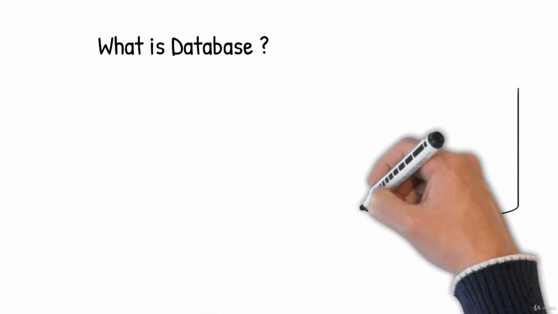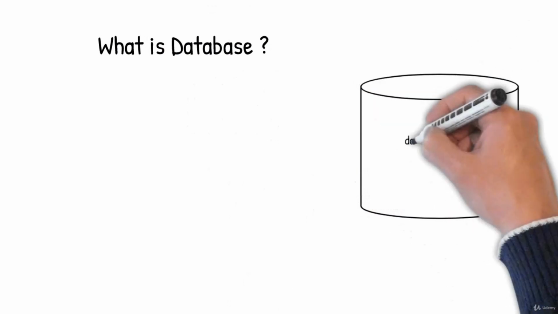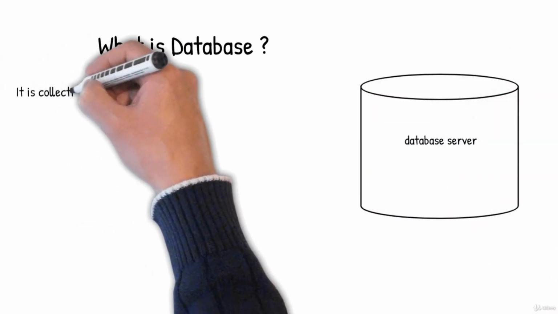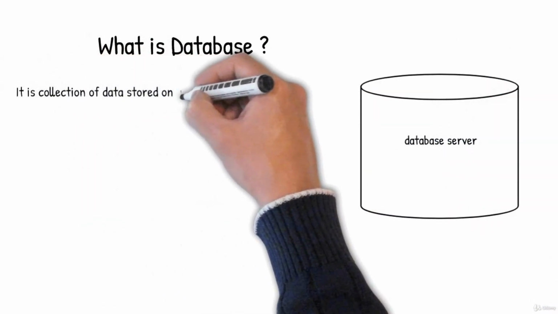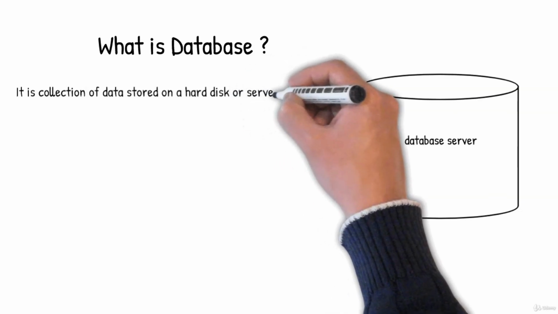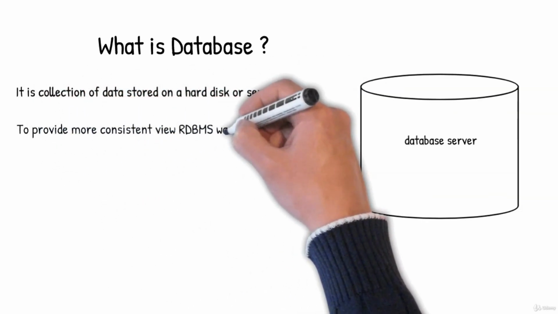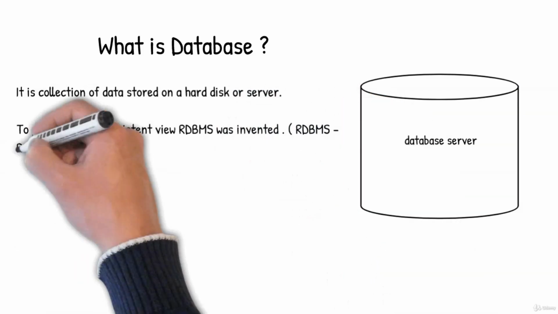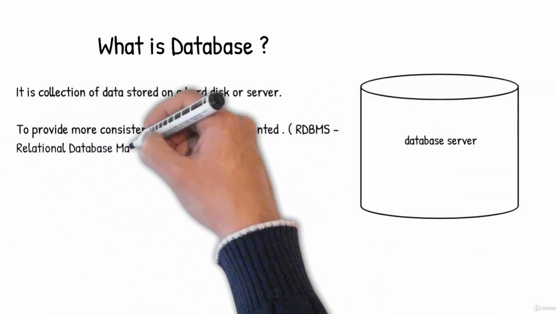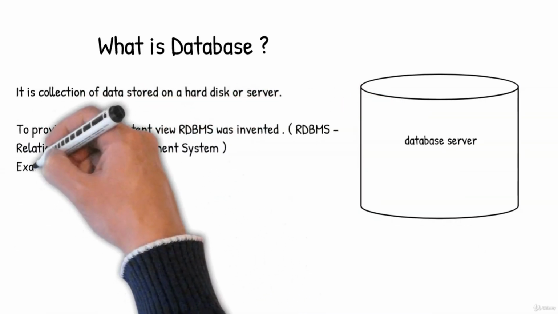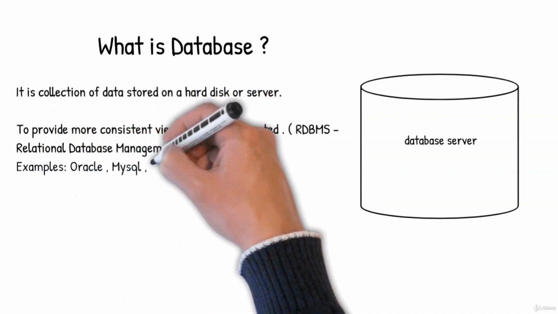Let us now understand the concept of database. So here I am drawing a typical database server. It is a collection of data stored on a hard disk or a server. So hard disk can be your laptop, it can be computer, or it can be actual server. To provide a more consistent view of data, a RDBMS, which is known as Relation Database Management System, was invented.